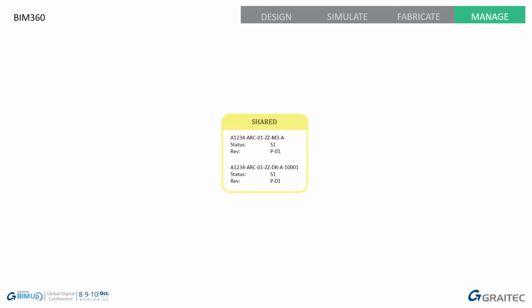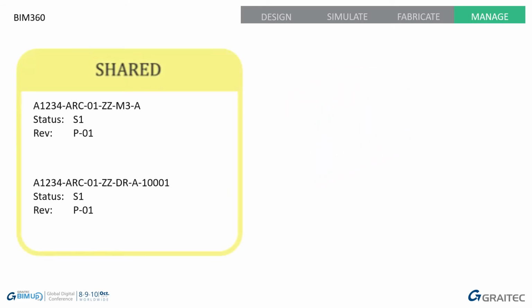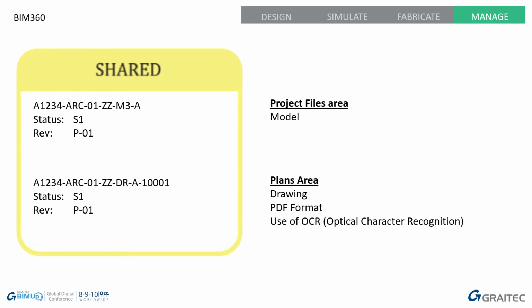So let's just look at this in terms of BIM360 very quickly. So here we have an M3 and a DR, a model, we're going to say it's a Revit model in this case, and a drawing, which is a PDF. Well, in BIM360, we actually have two areas which we'll go into in this presentation. We have the project files area for the models, and we have the plans area for drawings, PDF formats.